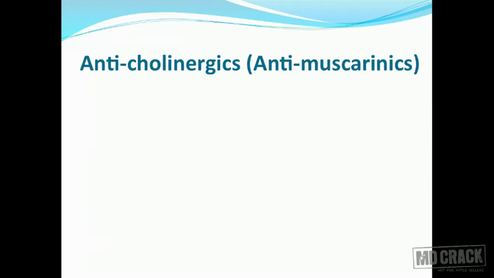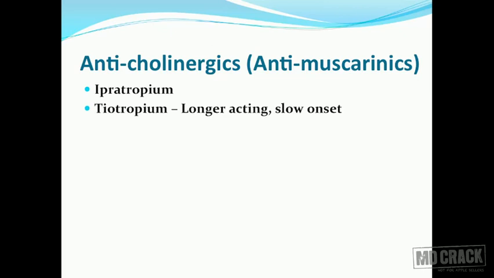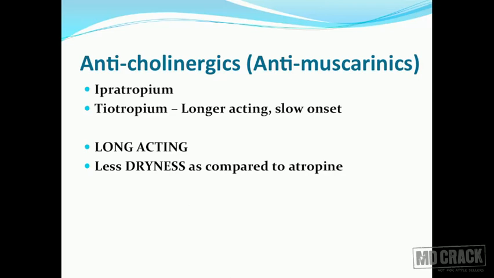The next group of bronchodilators we already discussed, the anti-muscarinic drugs. They are the anti-cholinergic, anti-muscarinic agents, and these are the derivatives of atropine. These are atropine substitutes. There's ipratropium and there's tiotropium. Tiotropium is longer acting and has got a slow onset of action. Both these agents are useful. They are long acting. They can also produce bronchodilation.